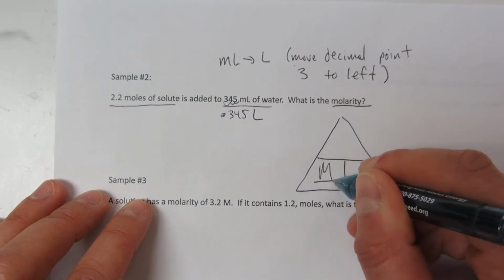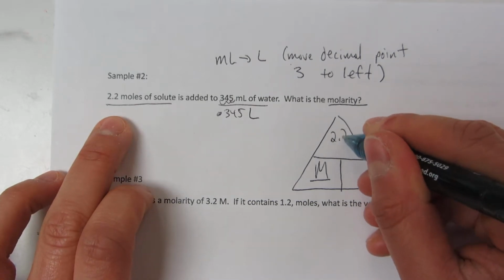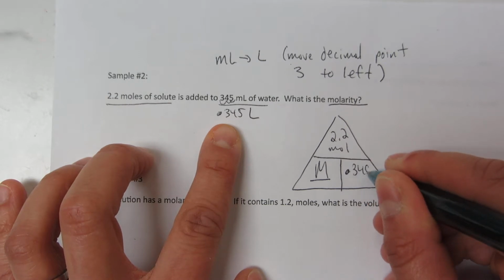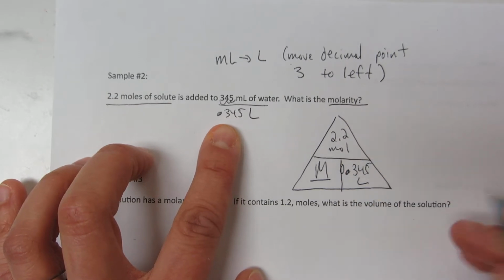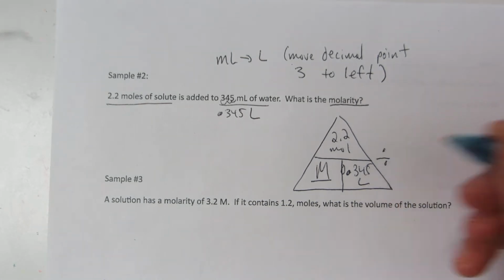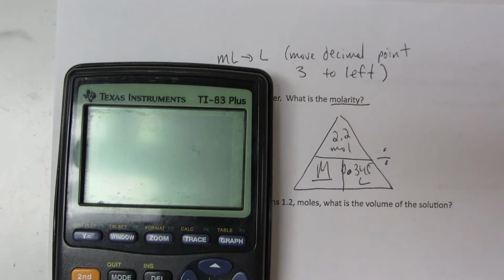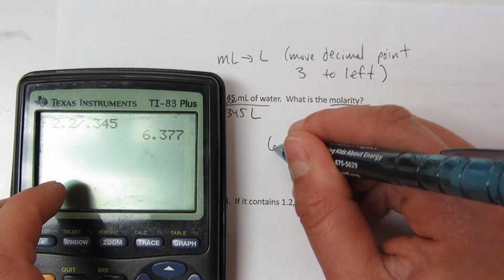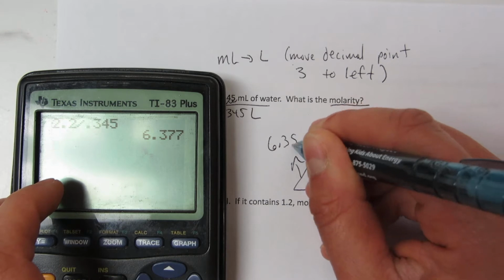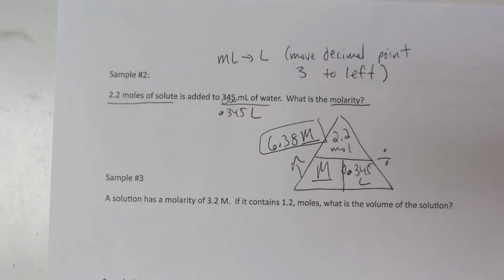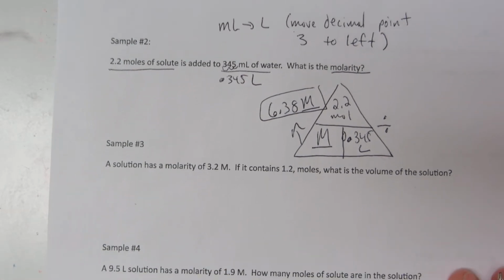We're looking for molarity. We have 2.2 moles of our solute, and here we determined that we have 0.345 liters of water. Okay, moles over liters, that means we're going to divide. So we're going to do 2.2 divided by 0.345, and we get the molarity to be 6.38, we'll say, molar. Okay. All right. Let's try another one here.